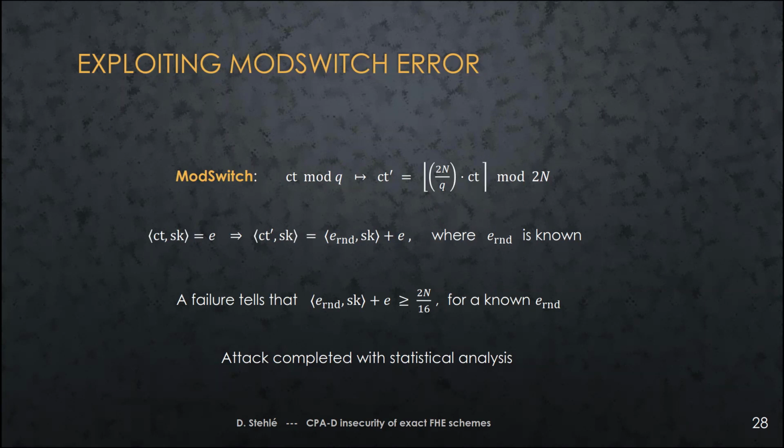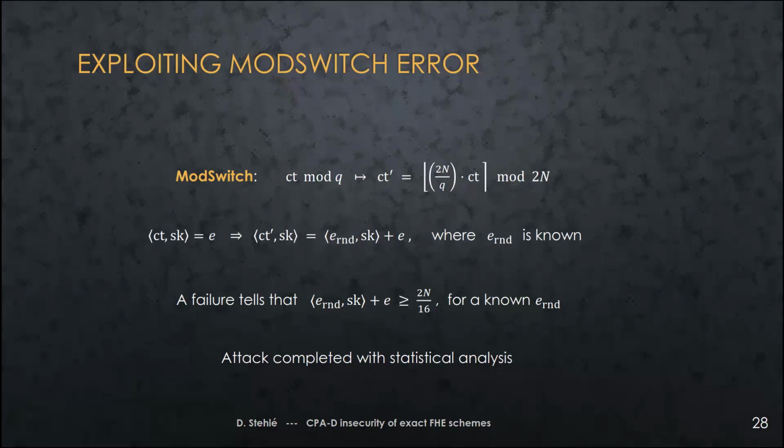Interestingly, a failure tells us that the inner product of E round and SK, plus E, is larger than some threshold, and we know the rounding error, because we round publicly. It's an operation that is publicly made on the ciphertext. So we have an equation of the form: E round inner product SK plus E is larger than some threshold, for a known E round.